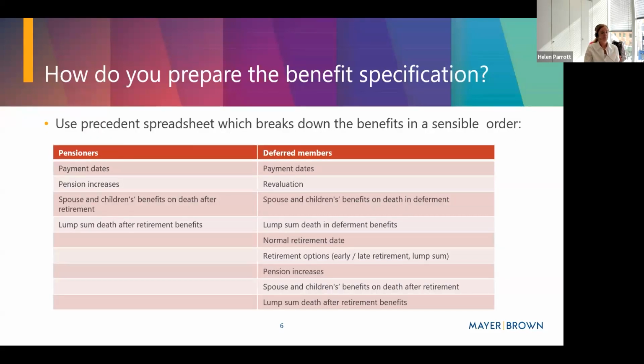So on a practical level, preparation of a benefit specification is achieved by using, in essence, a precedent spreadsheet, which breaks down the benefits in a sensible order as between different categories of members. Examples are set out on this slide as between pensioners and deferred members. You can see obviously that a lot more information is needed in respect of deferred members because they're yet to receive their benefits. I'm now going to hand over to Edward, who's going to take you through the rest of the slides.